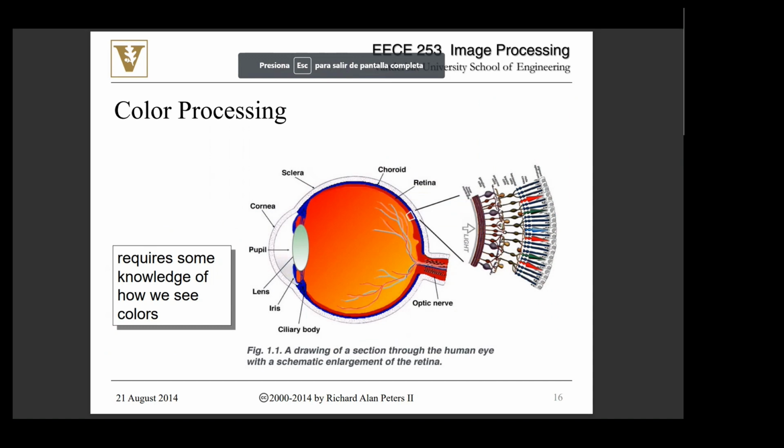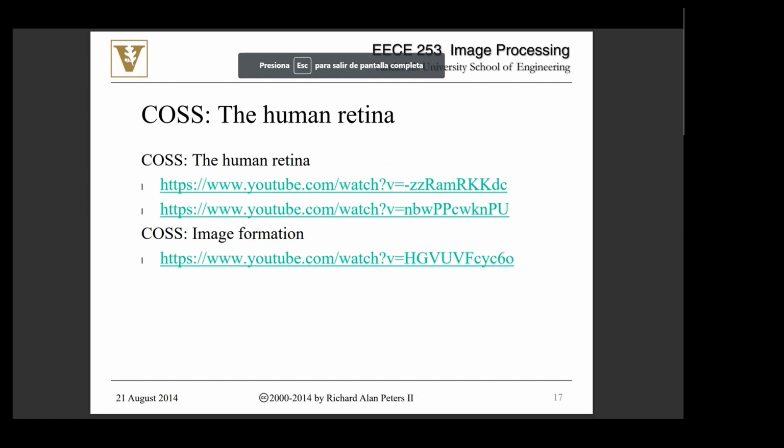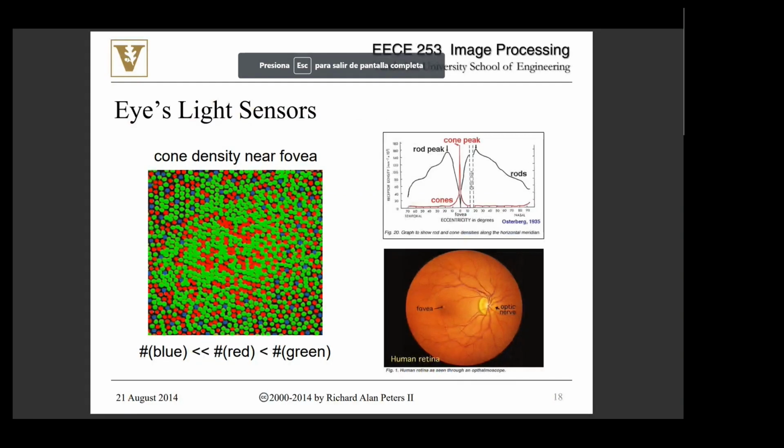Then we will also explore a bit how we perceive colors, so how our eye detects the colors, and you have a couple of videos of how the human retina works, or how images are formed. Then we will explore a bit, again, the physiology of perception, and these are cells that detect different kinds of light. So also we have detectors that are tuned to red light, green light, or blue light.